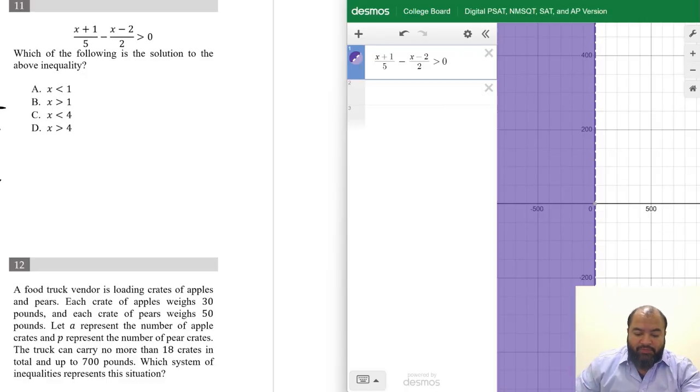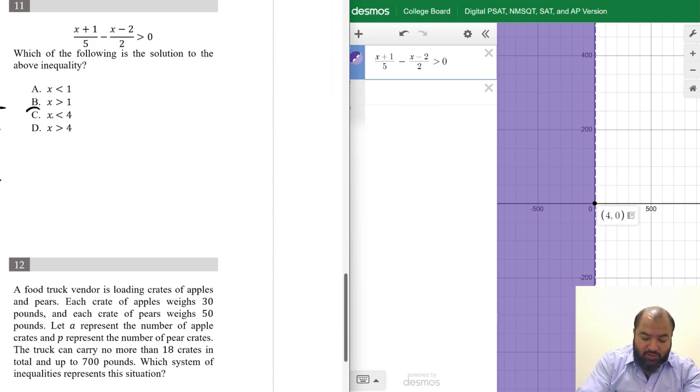For question 11, you can just type it into Desmos. So I did type it already. Now as you can see, this point here is 4, 0. So anything less than 4, it's giving you the solution, the purple. So x less than 4. So C is the answer. Okay, Desmos helps a lot.